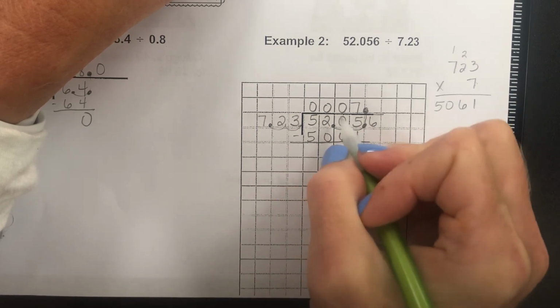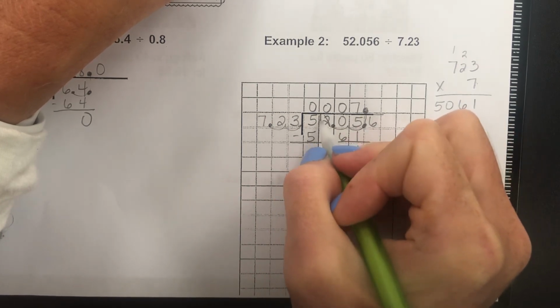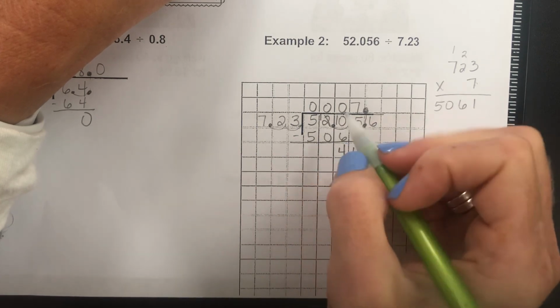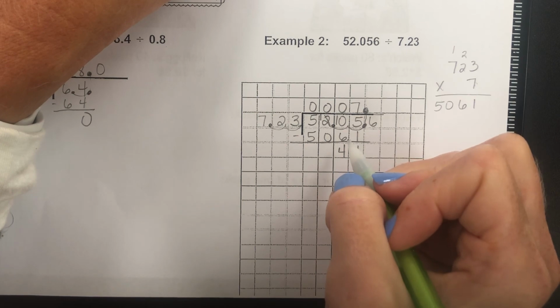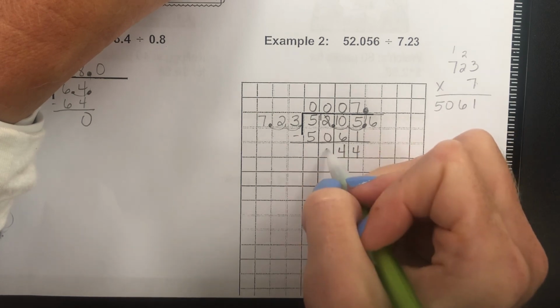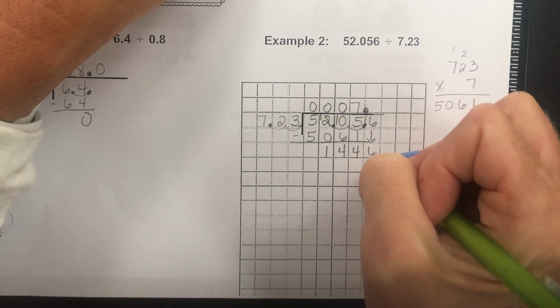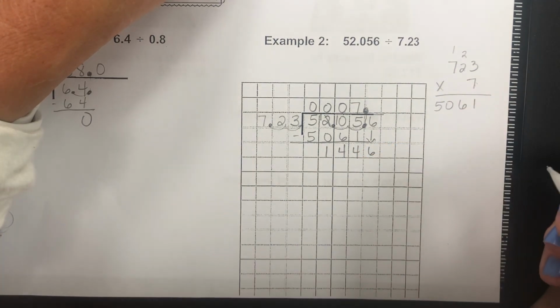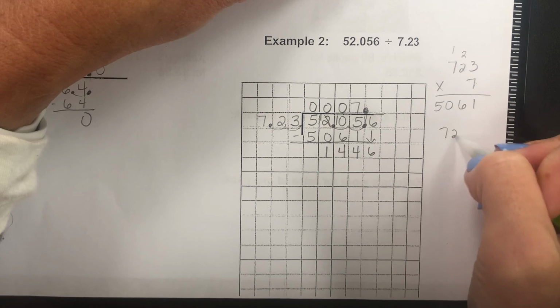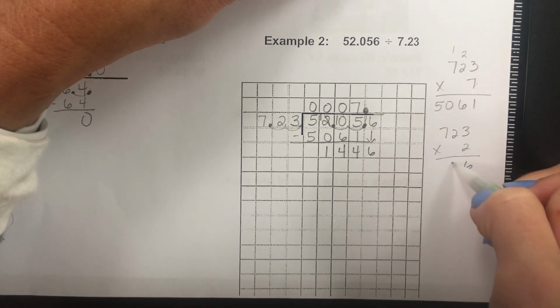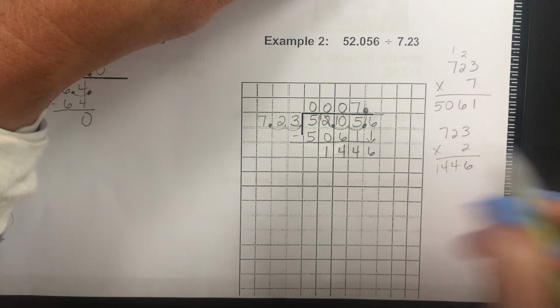Subtract, I can't take 0 minus 6, so I borrow. 10 minus 6 is 4. I can't take 1 minus, oh yes, I can, I'm sorry. 1 minus 0 is 1. So I have 144. Bring down my 6, and now I'm taking 723 into 1,446, and I'm guessing 2 times. Looky there, yep.